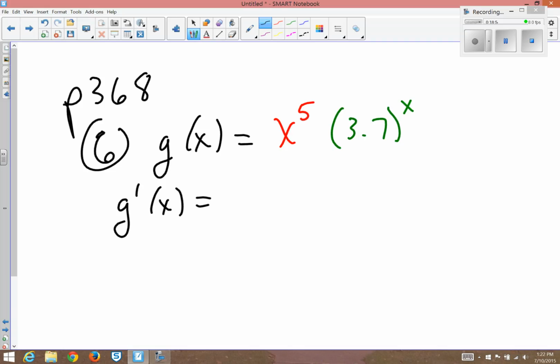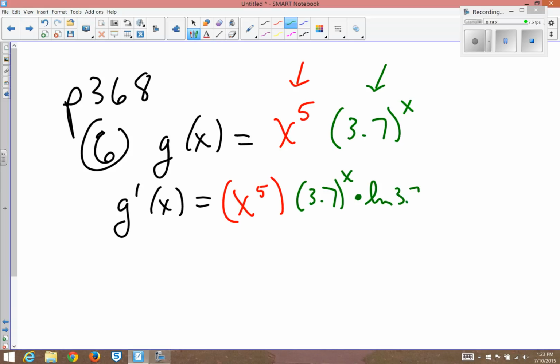The derivative of a product is the first, which is red, times the derivative of the second, which is green, plus the second, which is green, times the derivative of the first. The derivative of a product is the first, which is x to the 5th, times the derivative of the second. The derivative of a number raised to the x is that exact same thing, that number raised to the x, times the natural log of that number, times the derivative of the exponent. The derivative of 1x is 1.